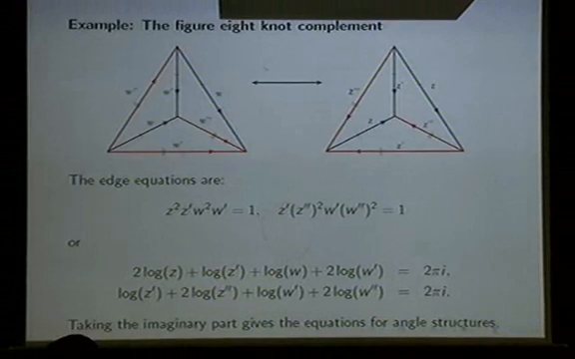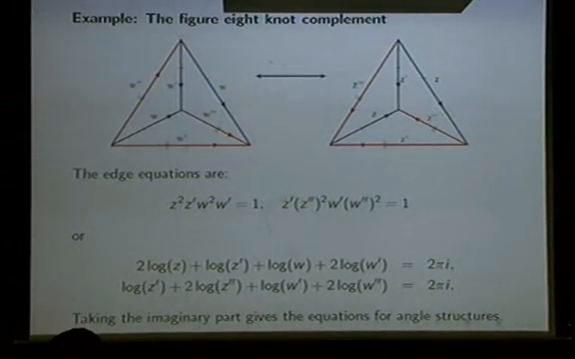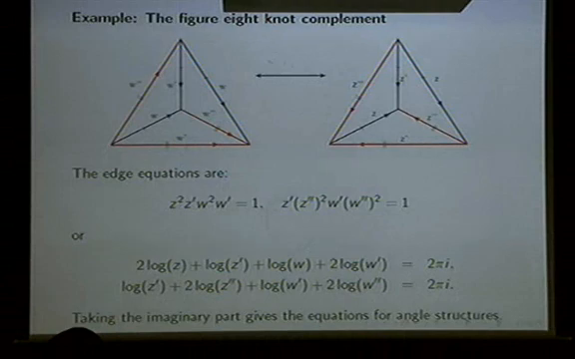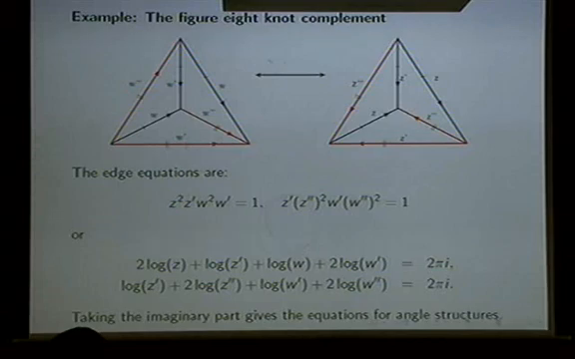Now these equations have got two parts. So there's a real part. The real part has to be equal to 0. The imaginary part has to be equal to 2 pi i. And if we take the imaginary part, we're getting exactly these angle structure equations. So we want to take the imaginary part of these equations. So let's see, what do we get? Well, in the first equation, the imaginary part of log is the argument of z, and that's going to be kind of the first dihedral angle along this edge.